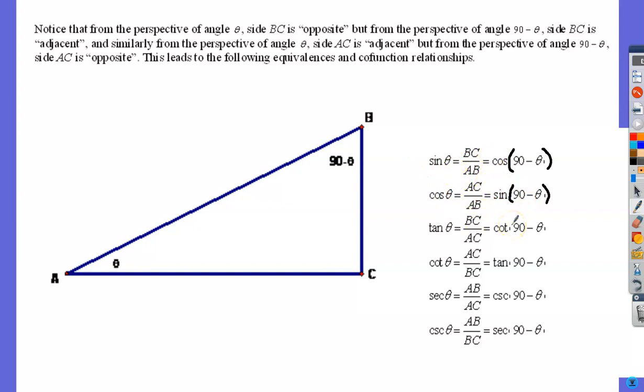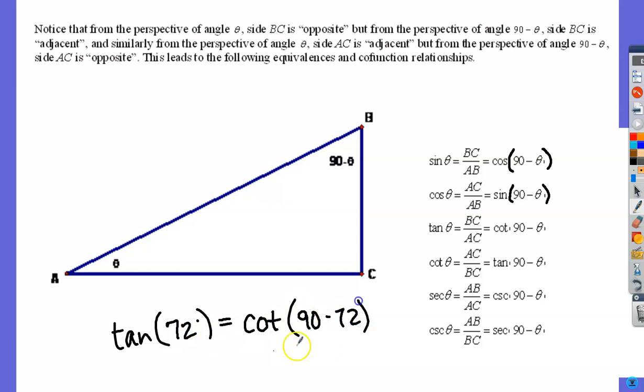So one more time, like if I have the tan of 72 degrees, that will be the same as the cotan, but of the complement. So this would give you the same thing if you had the cotan of 18 degrees. Okay.